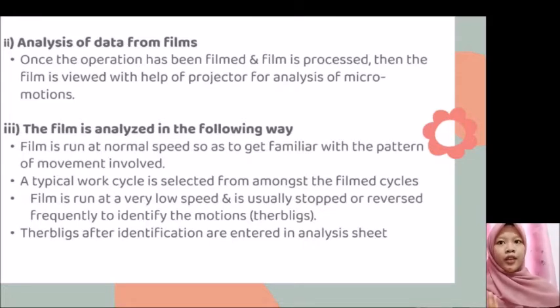Third, the film is analyzed in the following way. The film is run at normal speed to get familiar with the pattern of movement involved. A typical work cycle is selected from among the film cycles. The film is then run at a very slow speed and is usually stopped or reversed frequently to identify the motions, and the therbligs and identifications are entered in the analysis sheet.